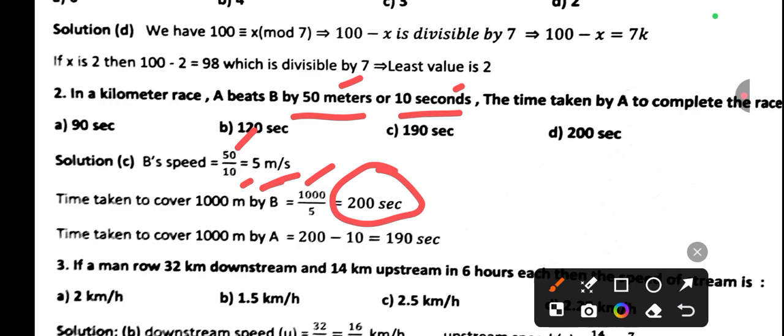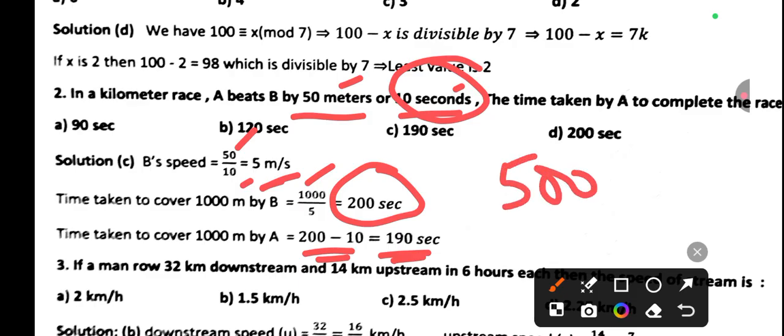Then you subtract the 10 seconds by which A beats B. So 200 minus 10 is 190. We did the same thing with 500 and 9 seconds, so 500 minus 9 is 491 seconds, which was asked in the last board exam. See, children, in the compartment exam it is the same model, not the same question. They have only changed the numbers. So you should not just mug up the answer; you have to know how to do the solution.